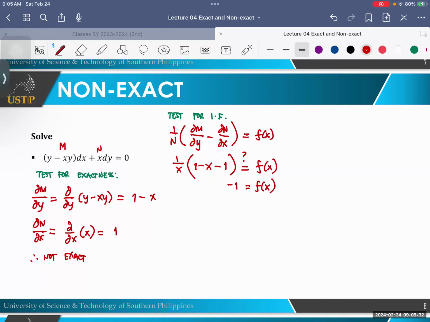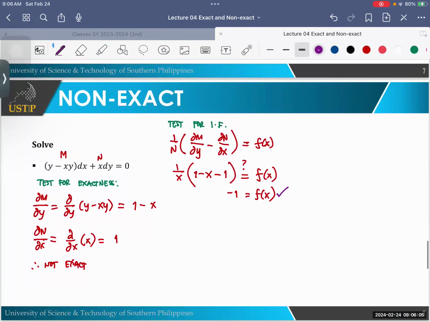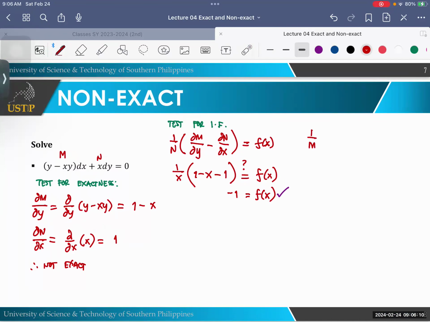The question now is, is this a function of x? The answer is yes. Even if you do not see an x variable there, class, it is still a function of x, because a constant is a function. We can consider that as a function of x or a function of y. So you can rewrite it as x to the 0. A constant is a very safe function. So that means it is indeed a function of x. Later we will look at the other expression, whether it is satisfied: 1 over M multiplied by the difference of the two.